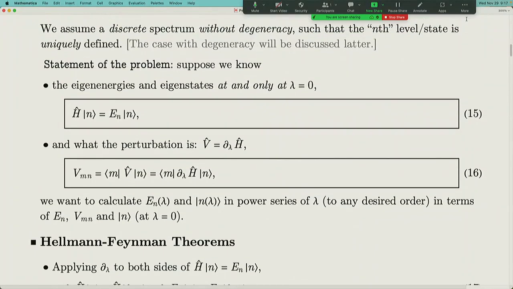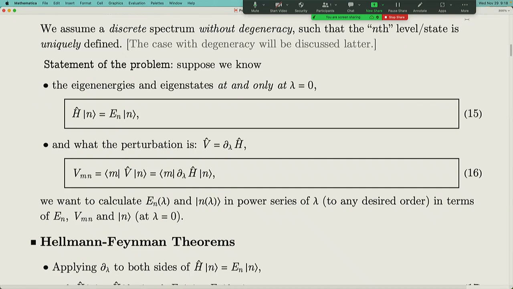In order to start, we also need to specify what we know. Because of course, you can't do any calculation if you have no knowledge of what the original Hamiltonian is and what the perturbation is. So these two formulas specify what we know about the unperturbed Hamiltonian and the perturbation. First of all, for the unperturbed Hamiltonian, we know everything about it, and we also know how to solve it, meaning that we know how to diagonalize the Hamiltonian and find its eigenstates and eigenenergies. So this is the starting point.